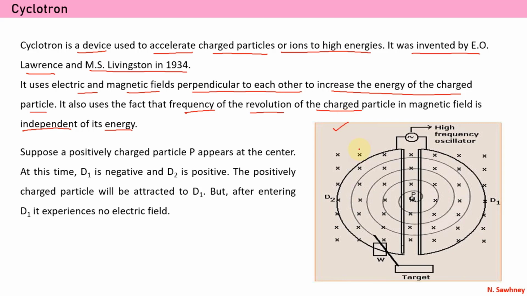Here the magnetic field direction is downwards, that is into the plane of the paper, and this is the high frequency oscillator to give the electric field. Here there are two D-shaped metal containers, D1 and D2, and most of the time the particles move inside these two semicircular disc like metal containers. These are called Ds because their shape is in the form of letter D.